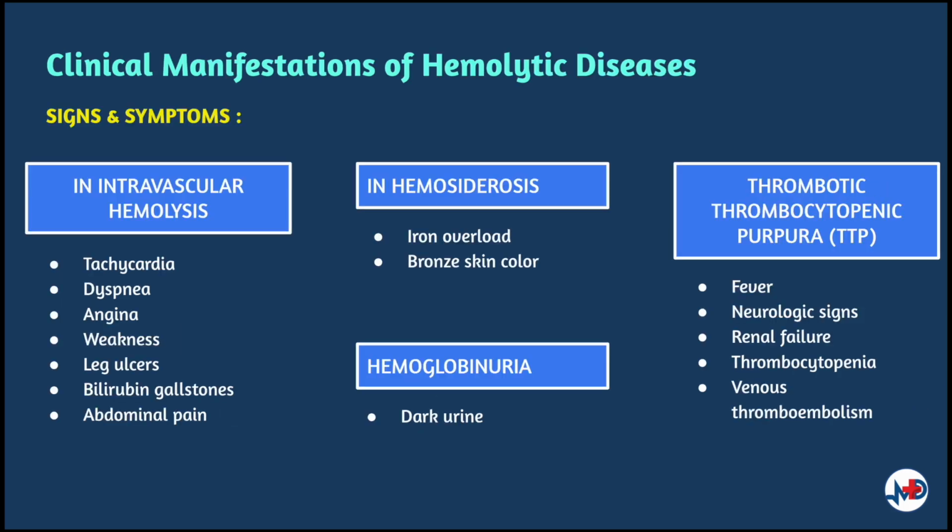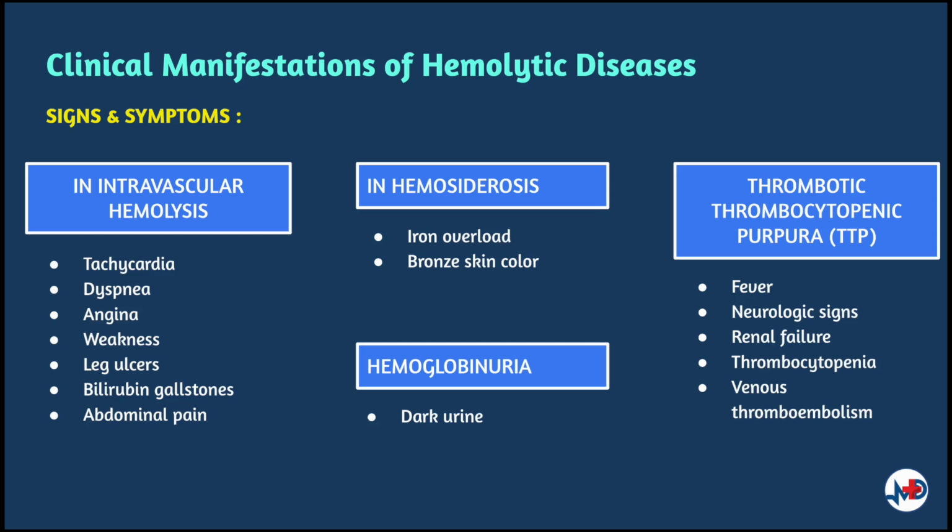Now, let's take a look at the signs and symptoms that one would expect to see in hemolytic diseases. As for intravascular hemolysis, of course, there would be signs of anemia as the red blood cells are broken down. There would be tachycardia, dyspnea, angina, weakness. There can be leg ulcers, bilirubin gallstones, and abdominal pain. In hemosiderosis, you may also encounter signs of iron overload such as bronze skin color and diabetes. In hemoglobinuria, you would expect to see dark colored urine.